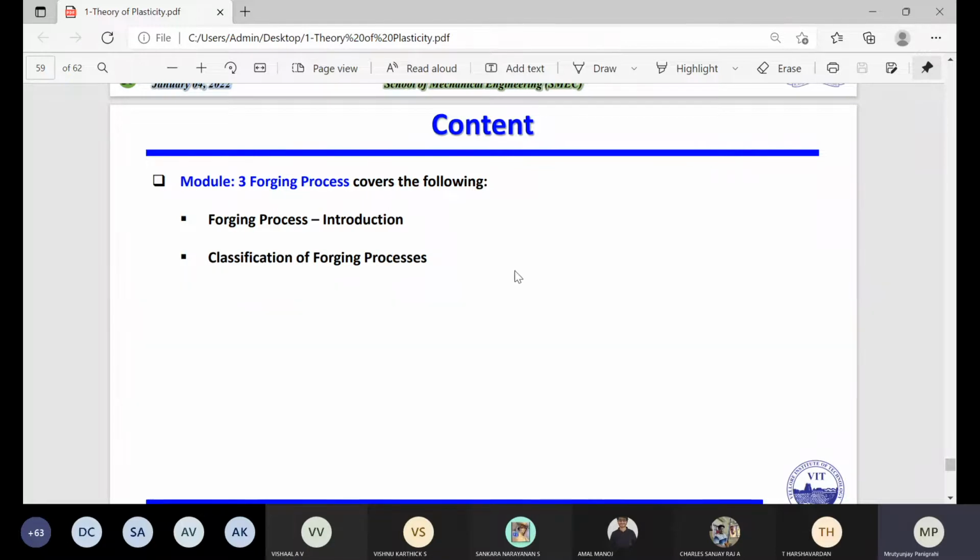So today we'll go through a little bit of introduction. We will introduce the forging process, then also the classification of forging processes. Only 2-3 slides I will cover today.